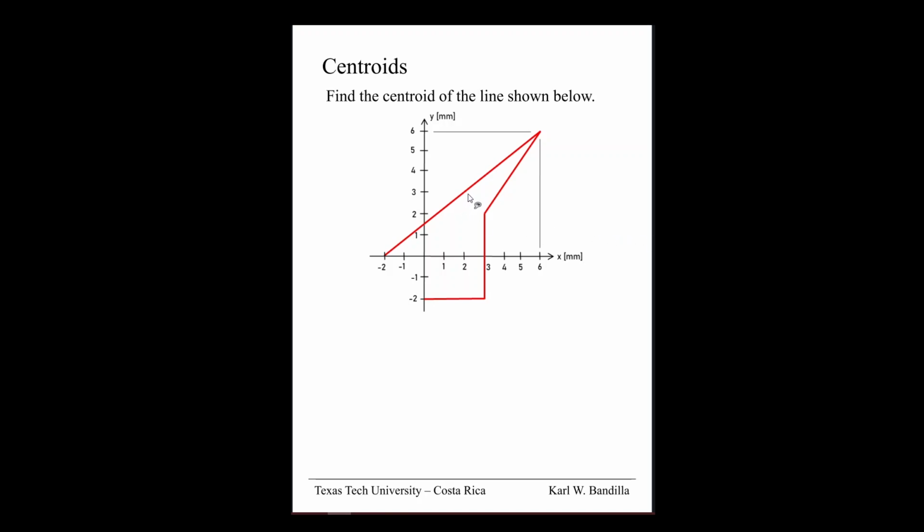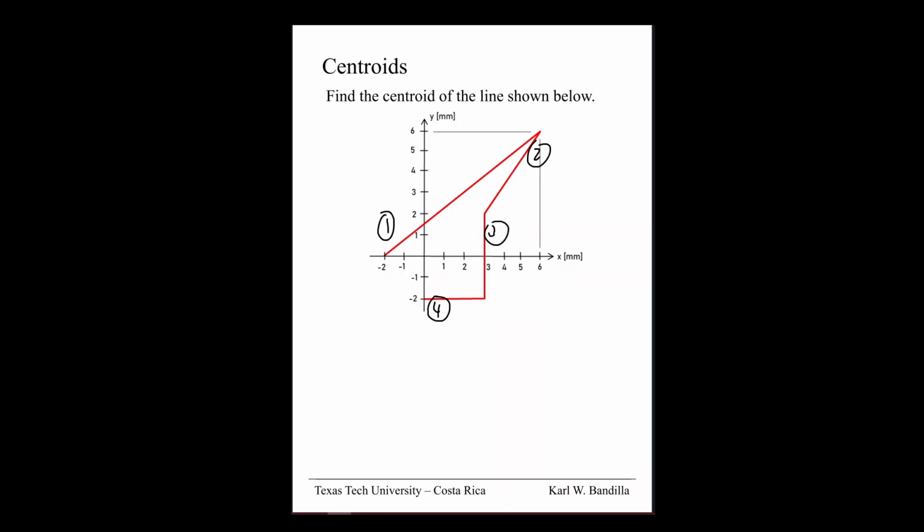Here we have a centroid problem where we're looking at a composite object, right? We have a line that has 1, 2, 3, 4 parts. So maybe we'll just start naming those. So this is our line 1, this would be our line 2, 3, and 4. So we have those lines, we'll do those later.